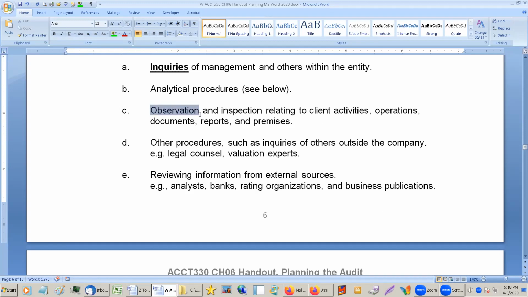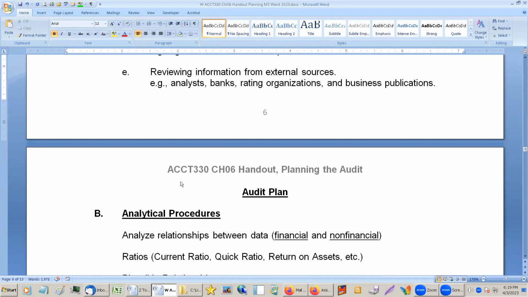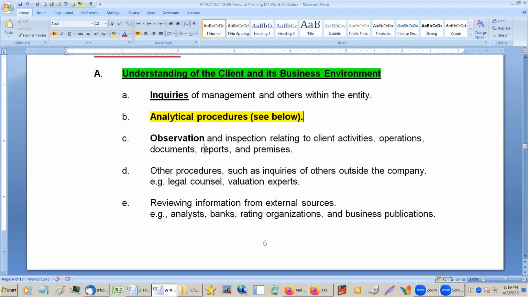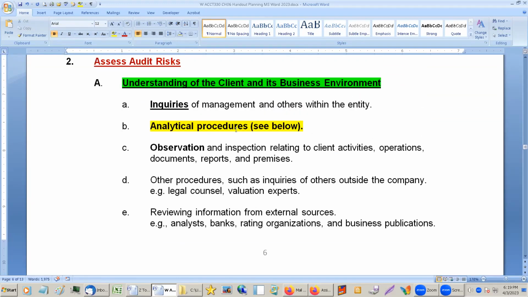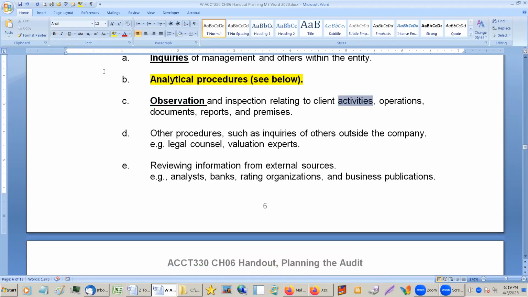Observation. I'm skipping analytical procedures because we're going to do that down below. Let me make sure I'm not lying to you. Yeah, I'm not lying to you. So we'll look at this down below. But observation is watching people do stuff, relating to activities, operations, documents, reporting, and so on.